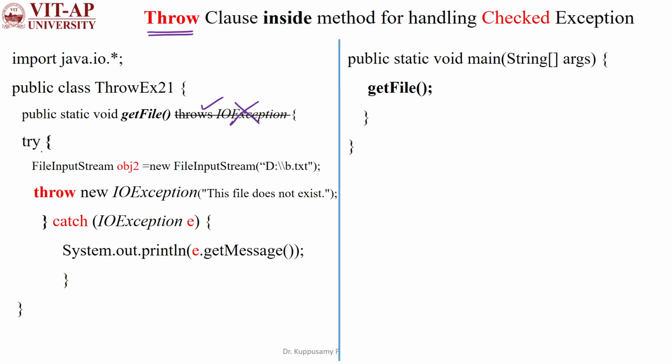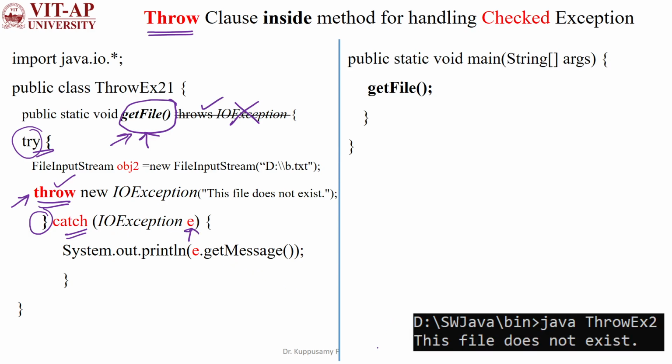For that I am using the try block inside the method itself. The throw keyword is throwing the exception inside the method, which is inside the try block. So the try block is available inside the getFile method itself. Then the exception thrown using the throw keyword is handled by the catch clause. Then that message is stored in the variable e, which is displayed here.